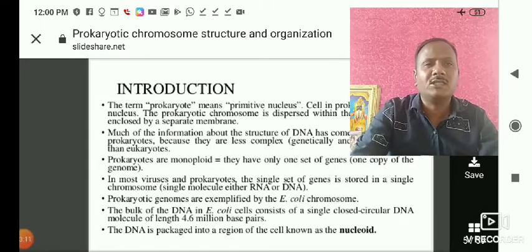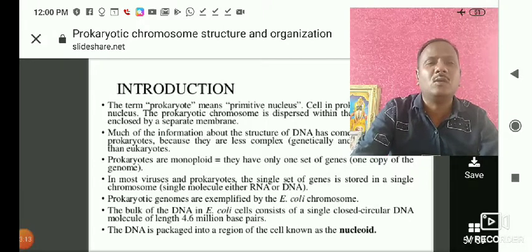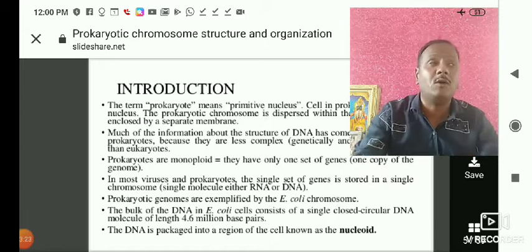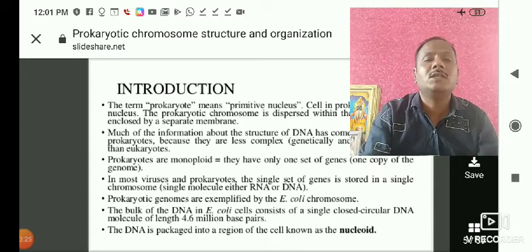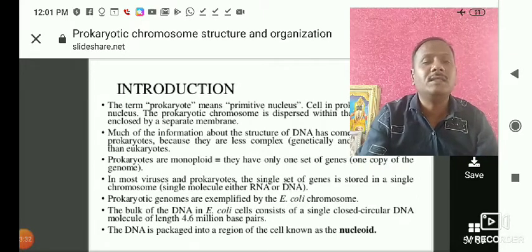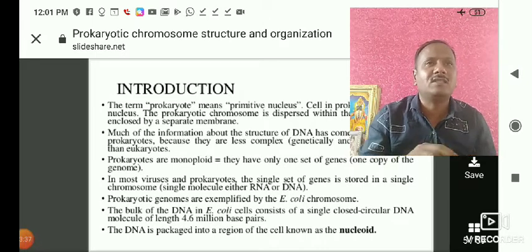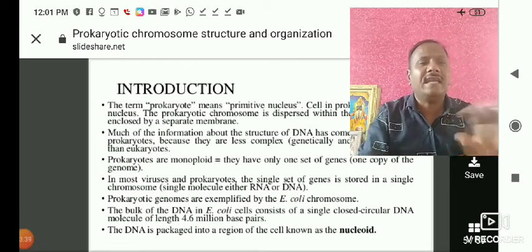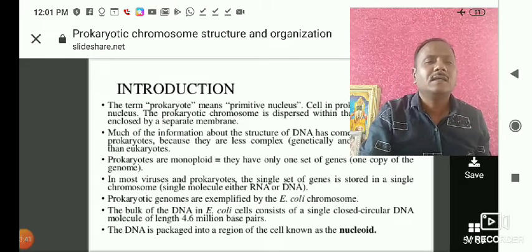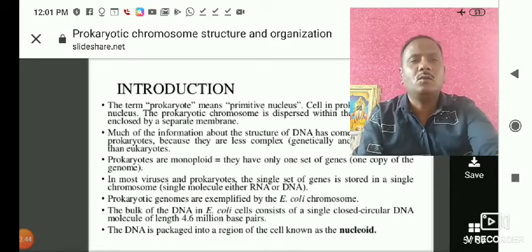Whatever DNA is present in the chromosome is in a single, closed circular form, and the length of such DNA is about 4.6 million base pairs. This much amount of base pairs is present within the DNA of E. coli. The DNA is packaged into a region of the cell known as the nucleoid. It means that DNA is generally fixed, or attached, within the cell. That attached part, or region, is called the nucleoid.